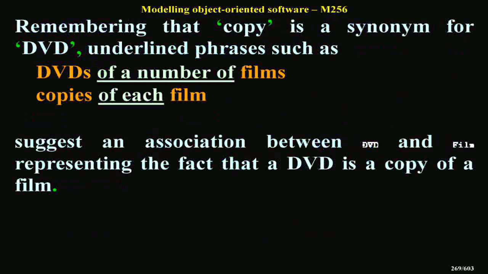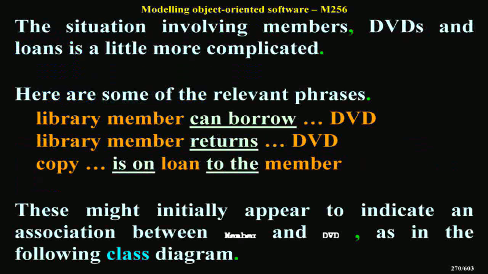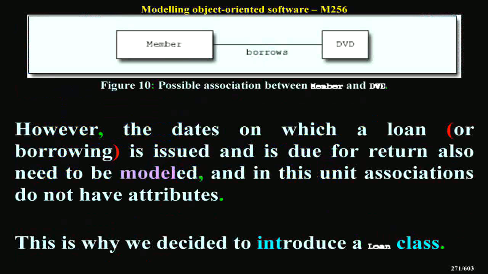Remembering that copy is a synonym for DVD, underline phrases such as DVDs of a number of films, copies of each film. These suggest an association between Film and DVD representing the fact that a DVD is a copy of a film. The situation involving members, DVDs and loans is a little more complicated. Here are some of the relevant phrases. Library member can borrow DVD. Library member returns DVD. Copy is on loan to the member. These might initially appear to indicate an association between Member and DVD, as in the following class diagram. Figure 10. Possible association between Member and DVD.